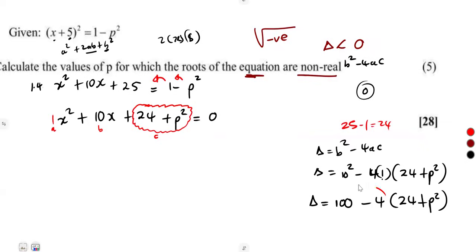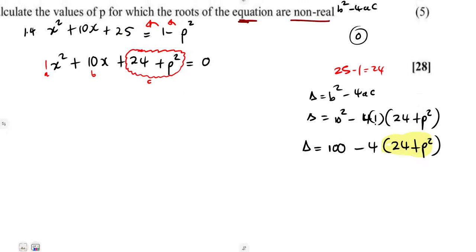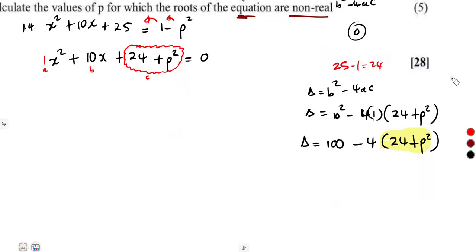Don't be tempted to subtract these two, guys. Remember BODMAS, there is a bracket. So the negative 4 has to expand the bracket first here. You must expand the bracket by a negative 4. So it was going to be 100 minus 4 times 24. Take note, you must expand by negative. So that's negative 96, minus 4 times p squared, minus minus is minus, so it's minus 4 p squared.